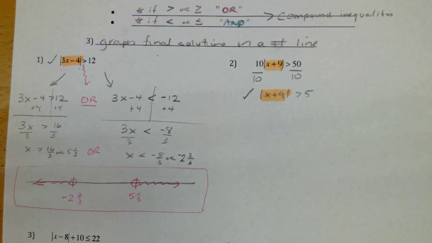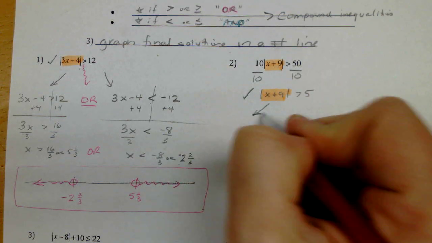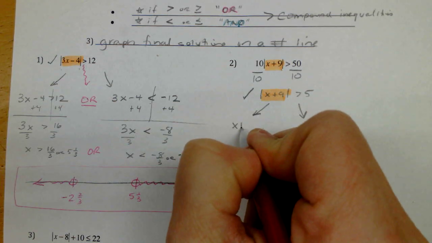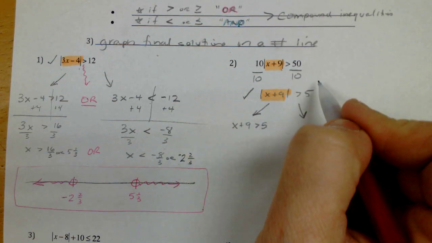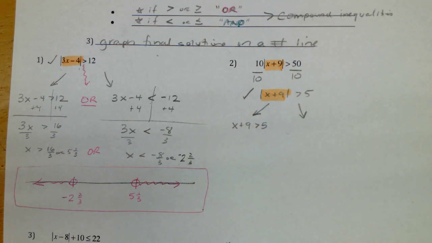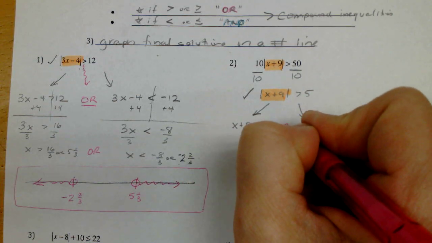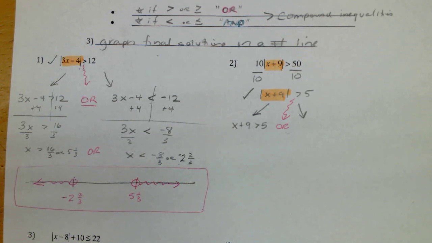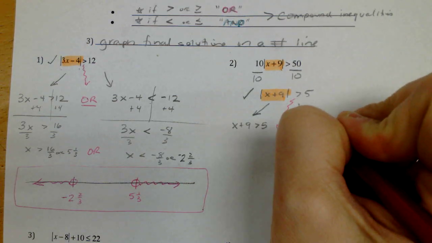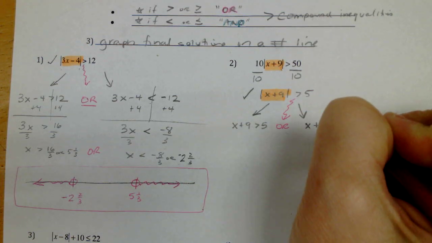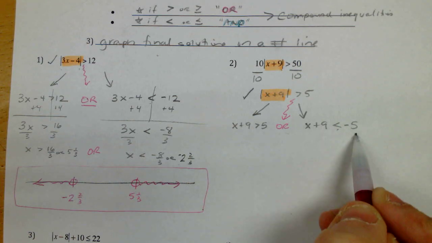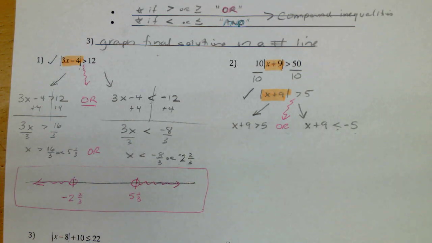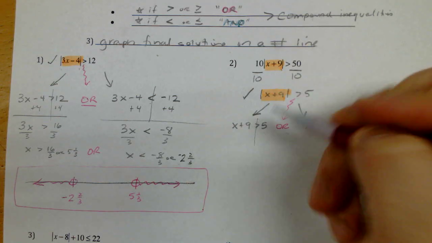According to my steps, I'm going to set up two equations, one to the left and one to the right. X plus 9 is greater than 5. This is greater, so again, I'm going to use the or. And then x plus 9 is less than -5. Go switch the inequality sign, switch the number sign of what's on the other side. Solve each of these.